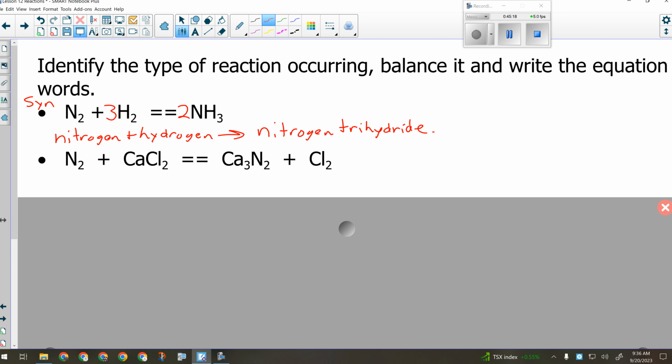For this next one here, what kind of reaction am I looking at? Single replacement. Yep. We have a non-metal reacting with an ionic compound, producing a new ionic compound and a new non-metal. If I'm writing this out in words, what's N2? Nitrogen. What's CaCl2? Calcium chloride. What's this stuff? Calcium nitride.